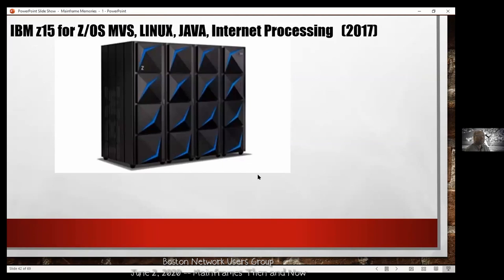Up to approximately 3 years ago now, the IBM z15, z/OS, different types of operating systems. z/OS processors allowed workloads to be processed in an MVS environment, Linux, Java, and a lot of internet processing, especially for large institutions, is done on these types of machines these days. Yes, COBOL could still run on it, but whatever type of processing or coding you're doing these days can also run on these machines.